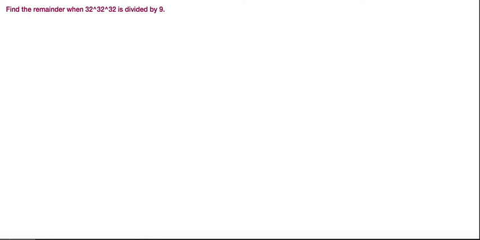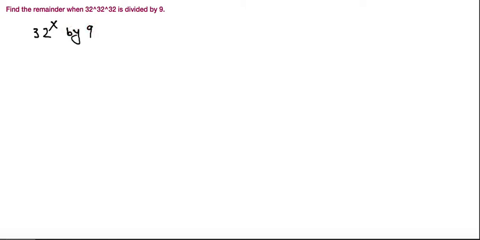Hi everyone. We have a remainder question which says find the remainder when 32 raised to the power 32 raised to the power 32 is divided by 9. Okay, so how do we solve such a question? Let's say I simply write this as 32 to the power x, where x is the power of 32, which is 32 to the power 32. And let's look at how this behaves with respect to divisibility by 9.